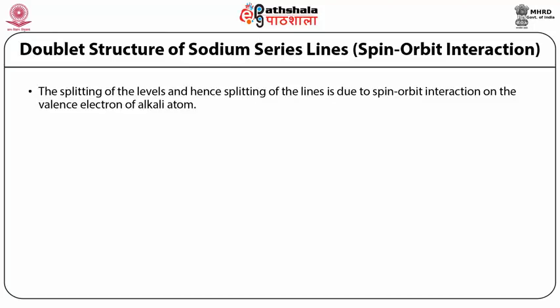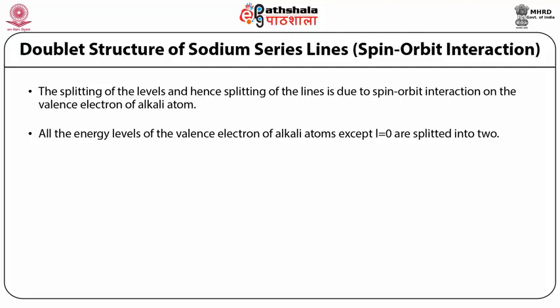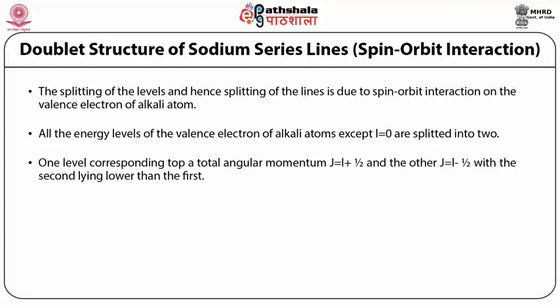The splitting of the levels, and hence the splitting of the lines, is due to spin orbit interaction on the valence electron of the alkali atom. All the energy levels of the valence electron of alkali atoms except L equal to 0 are separated into two. One level corresponds to a total angular momentum J equal to L plus 1 by 2 and the other J equal to L minus 1 by 2, with the second lying lower than the first.